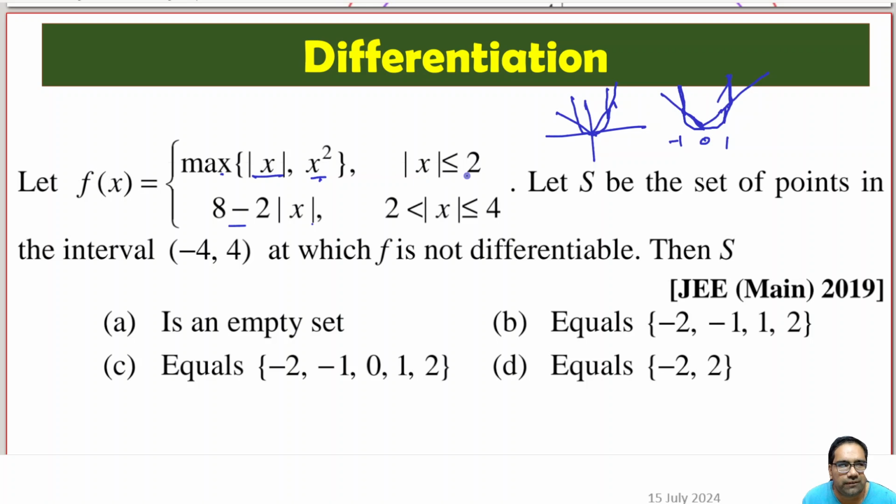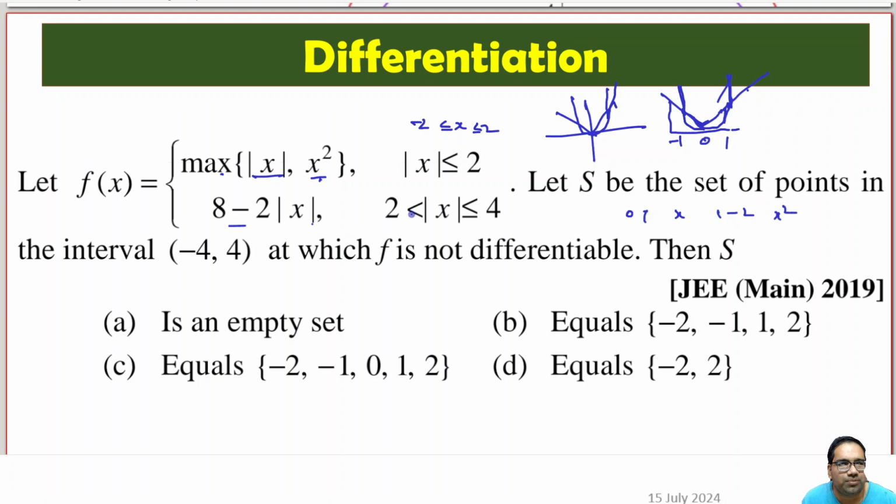Now absolute value of x less than or equal to 2. That means it is between minus 2 and 2 we are concerned about. Absolute value of x is less than or equal to 2 when x is between minus 2 and 2. So between 0 and 1, it is x that dominates, and between 1 and 2, it is x square.